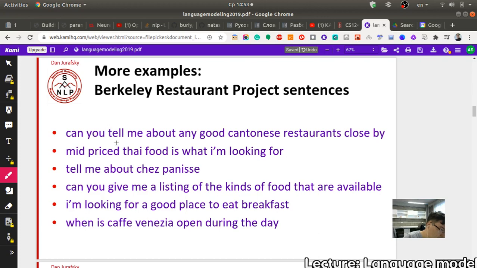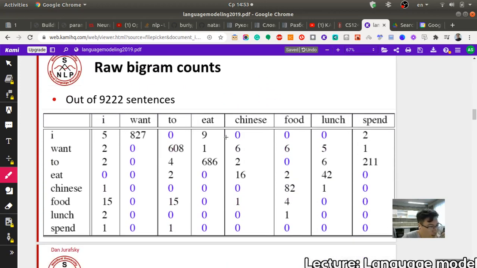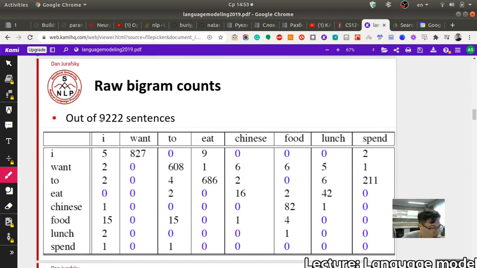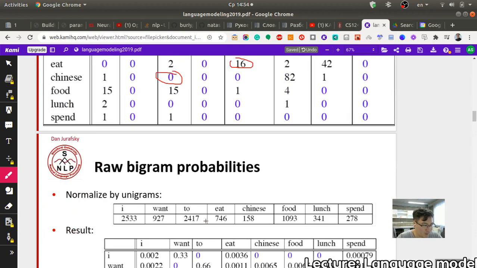So these are examples from the Berkeley Restaurant Project sentences. These are the raw bigram counts, taken from 9,000 sentences. As you can see, there are many zeros. For example, "won't" never comes after "won't," "to" never comes after "I," and "Chinese" never comes after "to." But "Chinese" can come after "eat," so we can see "eat Chinese food" is most probable. So these are bigram counts.